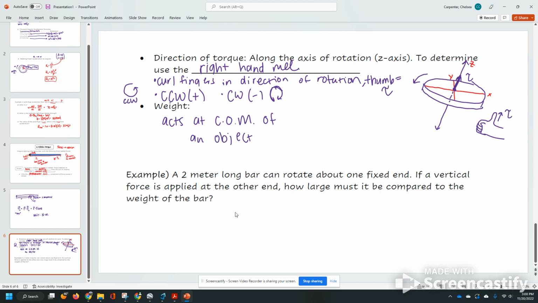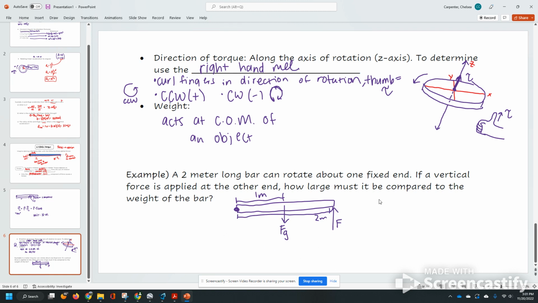So for example, we have a 2-meter long bar that can rotate about a fixed end. We have a vertical force applied at this end. The weight, I'm going to assume, acts at this end, or in the middle. So we've got some applied force keeping it from rotating, because it wants to swing and rotate because of this downward force here. But I want to know, how big does this force have to be in order to hold the bar up, keep it from swinging? So I know that the weight over here acts 1 meter away, and this applied force is out here at 2 meters. So remember, distance also affects torque.